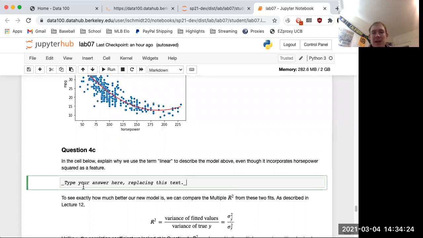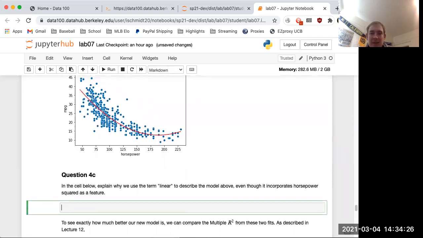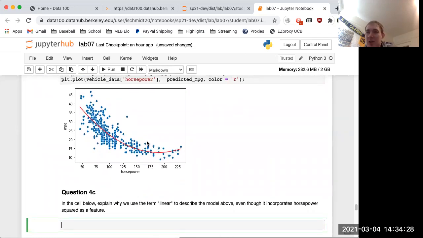Okay, why is this model still linear? That's kind of an interesting question. It doesn't look linear. It looks like a curve. How are you going to tell me it's linear? It's a curve. Come on.